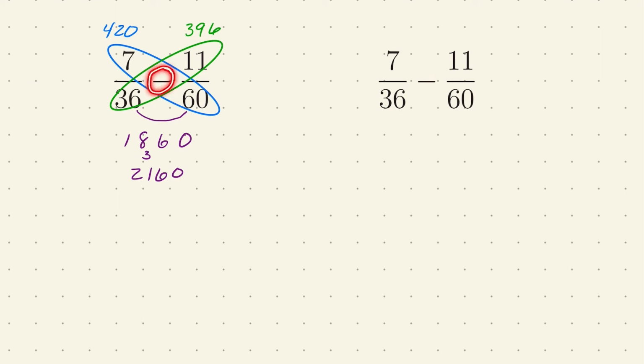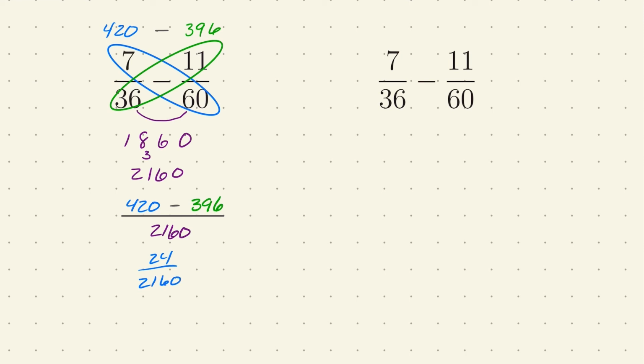And we are subtracting here, so I'm going to put my subtraction symbol there. So we have 420 minus 396 divided by 2160. 420 minus 396 is 24. And then I have my denominator, 2160. And no, this is not simplified because that's the last thing I do.